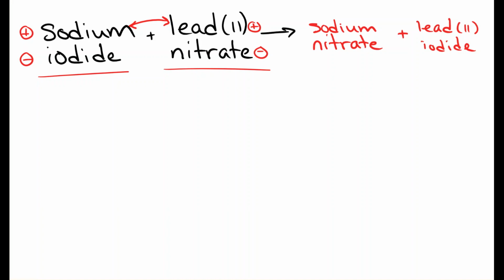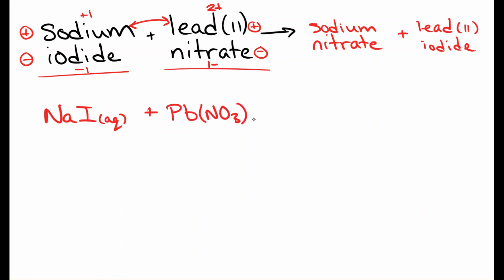So let's go ahead and write out the chemical reaction. Let's see what's actually going on. Sodium iodide is an ionic compound. So sodium is +1, iodide is -1. So sodium iodide, NaI, and you saw that it was in a solution. Lead 2 is 2+, nitrate is 1-, so we need 1 lead and 2 nitrates. Pb(NO3)2. And again, you saw that it was a solution, so it's aqueous.